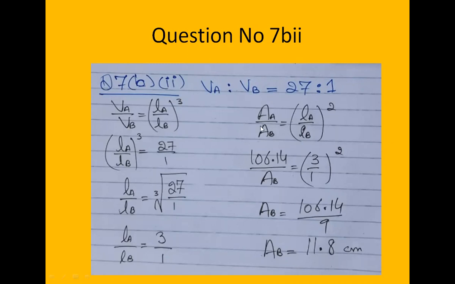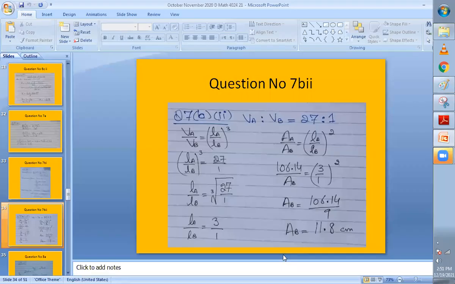So I know that the surface area ratio will be the sides ratio squared. I know the sides ratio now, 3/1. I know the surface area of solid A, that is 106.14. When you square the ratio, it will become 9/1. 1 squared is 1, 3 squared is 9. Then cross multiply. So the area of B will be 106.14 divided by 9, and that will be 11.8 centimeters squared. I have not written squared here, so note down, it's squared. So the area of B will be 11.8 centimeters squared. Hopefully you understand. This was a 2-mark question.